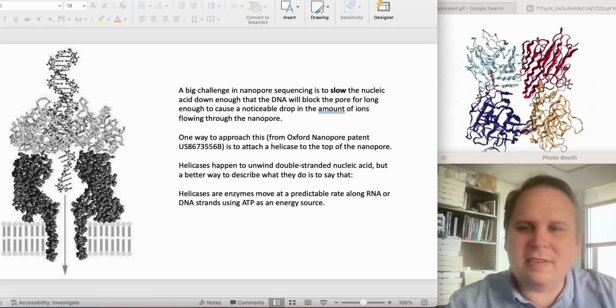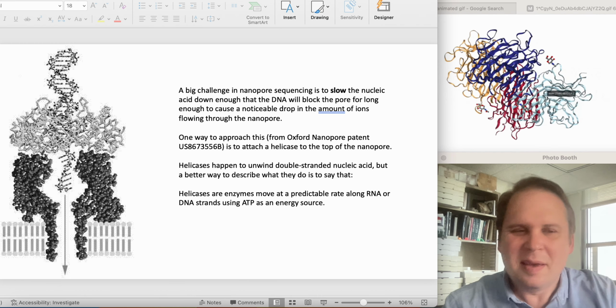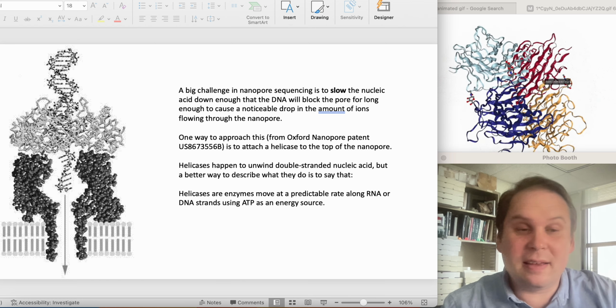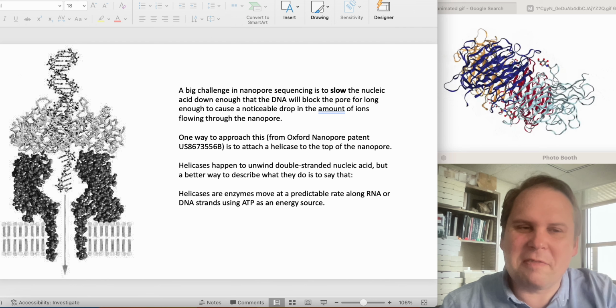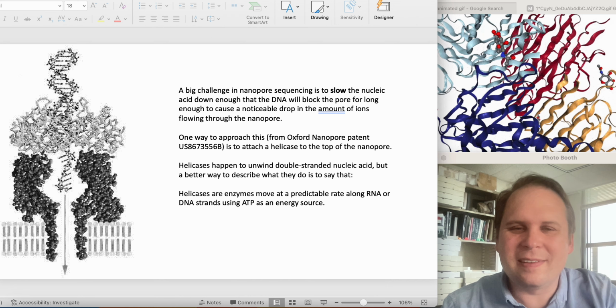One of the big companies uses helicases for some of its applications. But like I said, there's a lot of ways to do this. That's just one of them. But it's a controllable way to slow down the rate at which DNA goes into the hole. It's still pretty fast, but slower.